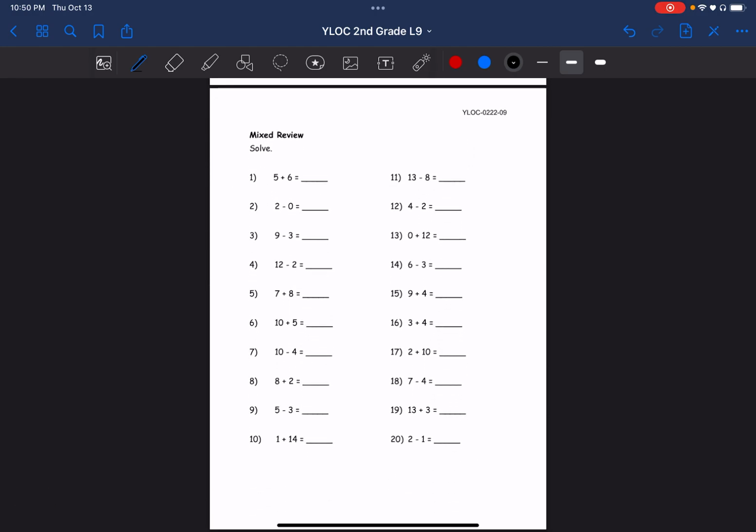Mixed review. This is mixed review of addition and subtraction. So let's do a few random ones. Let's see. Number 3, 9 minus 3. If we take 3 away from 9, we are left with 6. And then let's do number 5. 7 plus 8. Well, if you give 2 of the 7 to 8, you get 10. And then from the 7, you have 5 left over, so you get 15.